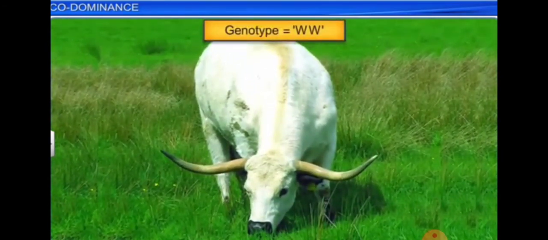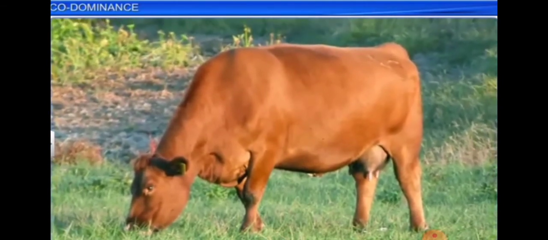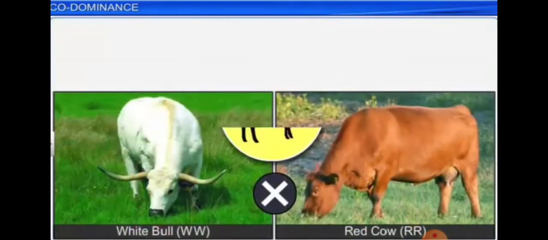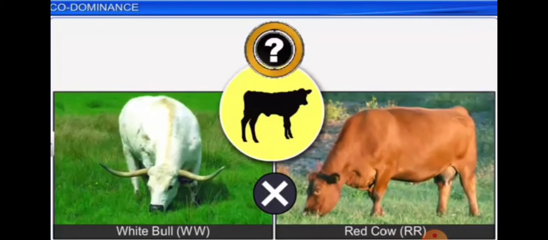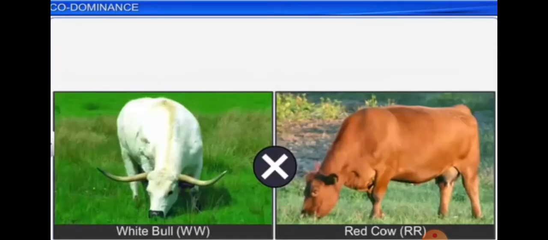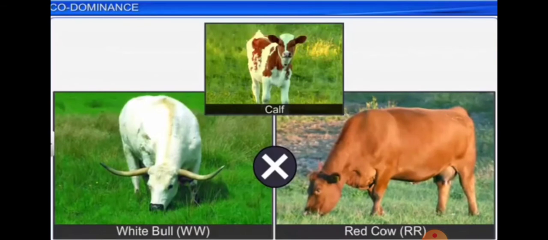So, this is a homozygous bull which is white in color with genotype capital W, capital W, and this is a homozygous cow which is red in color with genotype capital R, capital R. So, what color will the calf be? It is not white, or red, or a color in between either. So, the calf is roan colored.